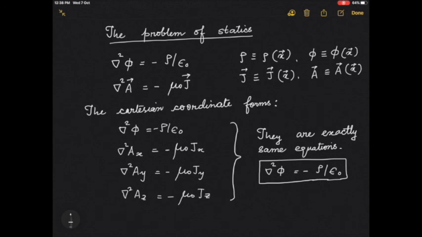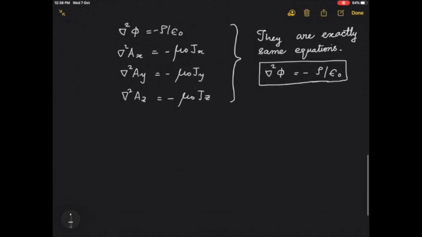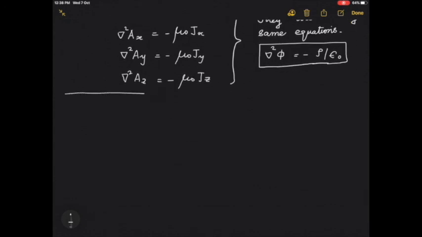Okay, so to do that we have to go through certain mathematical developments, and that's what we will do today, and that's what we'll do now. So let's start.